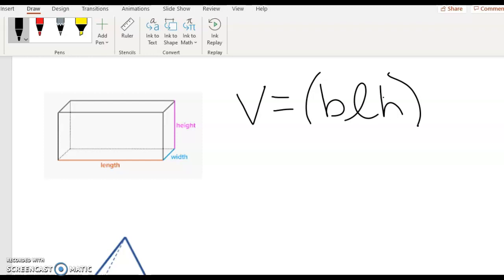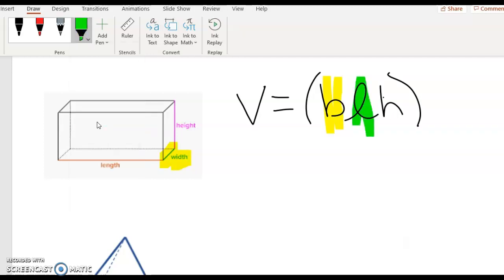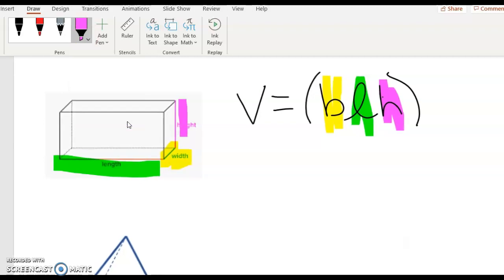So what you're going to do when you're solving for this is find your base, which is right here. They actually call it the width here, but our base is going to be where that blue line is, okay? And then our length, we'll label it in green. It's going to be this measurement right here. And then our last one, our height, we'll do pink. That's going to be right here. Okay, so those are the measurements that you're going to need in order to find this.